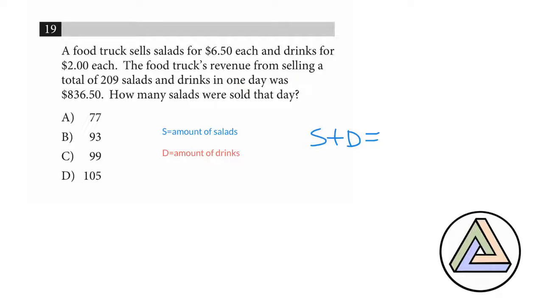let's see, selling a total of 209 salads and drinks, 209. So that's going to be 209. When you add the amount of salads you sold plus the amount of drinks you sold, you're going to get 209. A lot of students watching this have probably seen this kind of thing a million times.